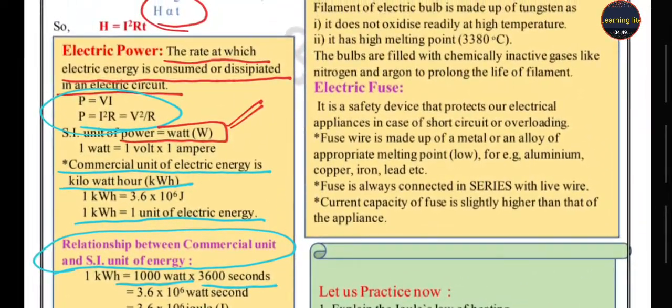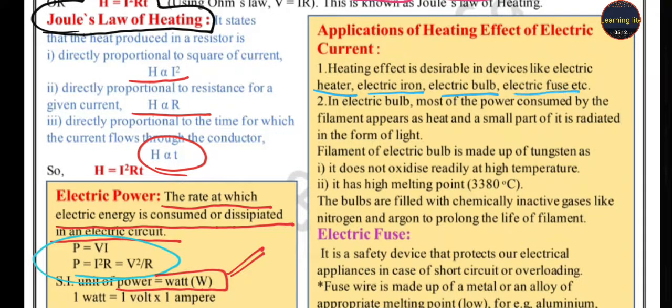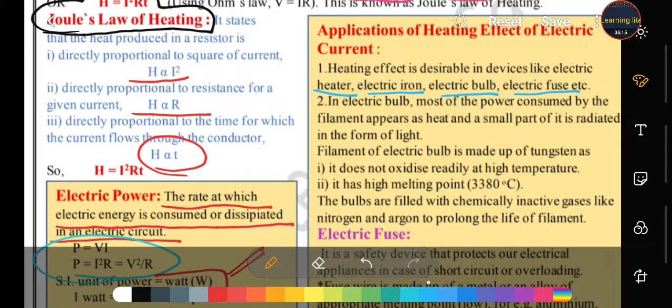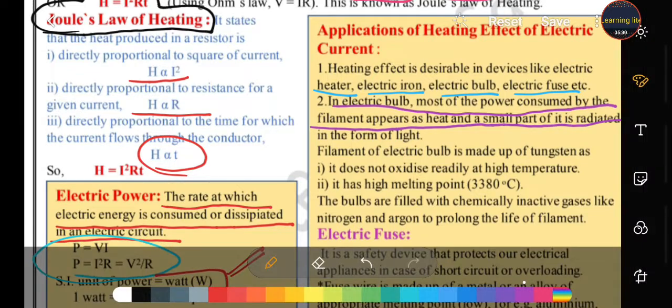Okay. Now there are some applications of the heating effect of electric current. What are the applications? First, the heating effect is desirable in devices like heater, iron, bulb and fuse. We observe the heating effect in many devices like heater, iron, bulb and fuse. Energy is dissipated in the form of heat here, student. When we touch their surface, we feel very hot. Secondly, in the electric bulb, most of the power consumed by the filament appears as heat and a small part is radiated.